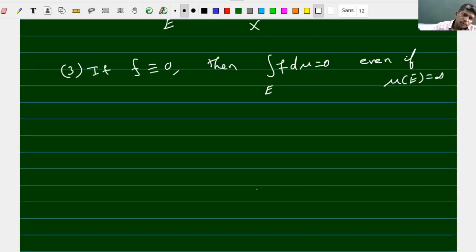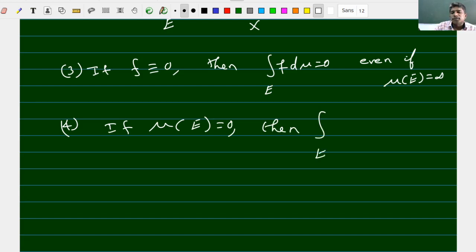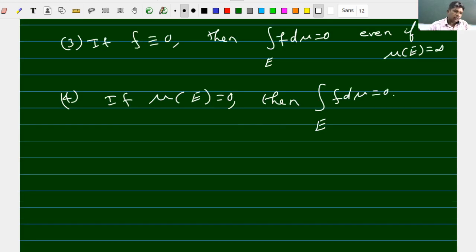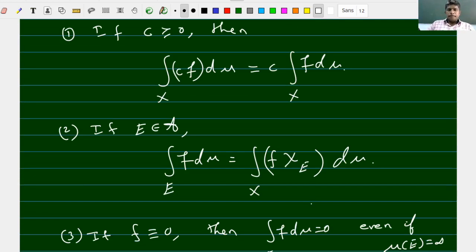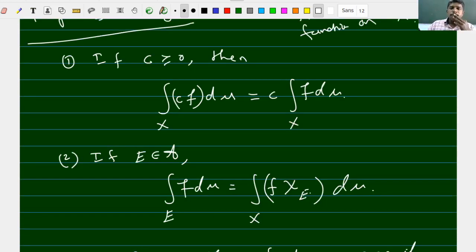And the fourth property: if the measure of E is 0, then the integral over the set E is 0 for any non-negative measurable function. These are the properties of the integral; there are so many properties, we will see them one by one.